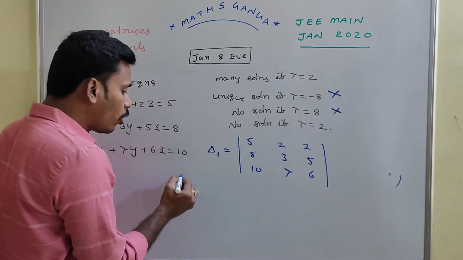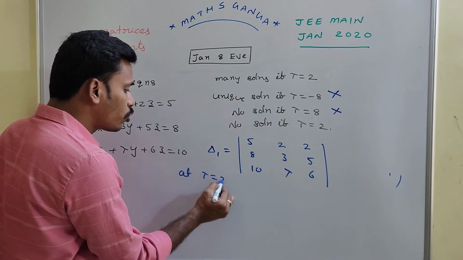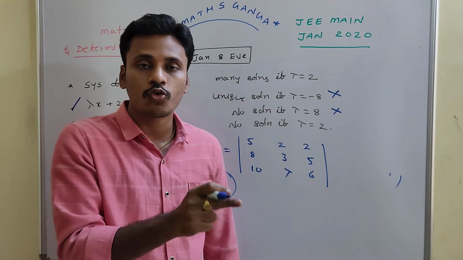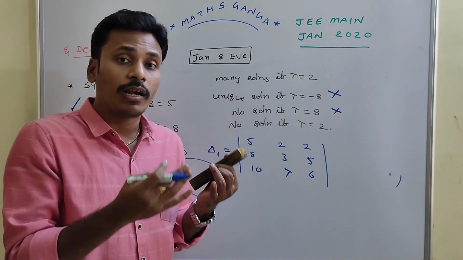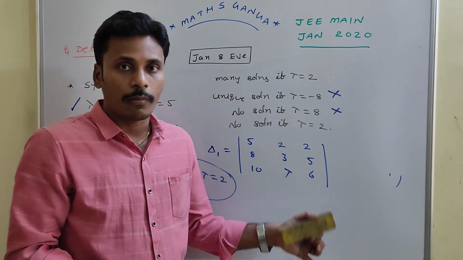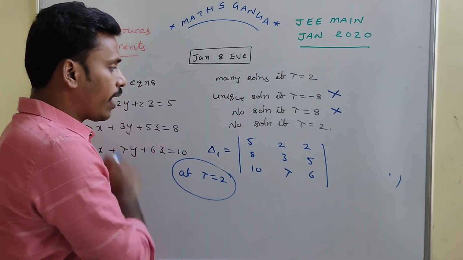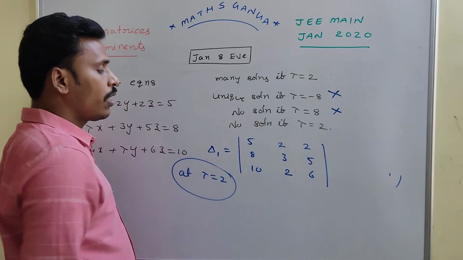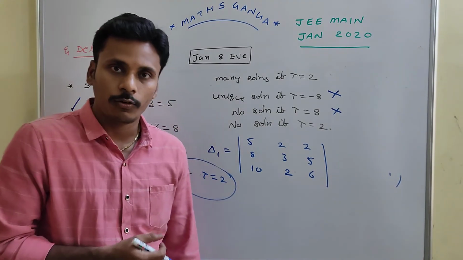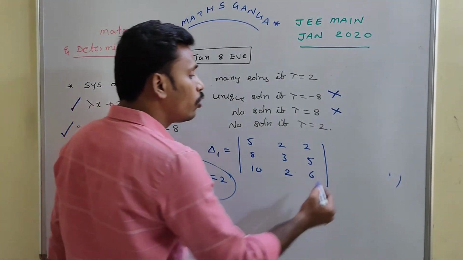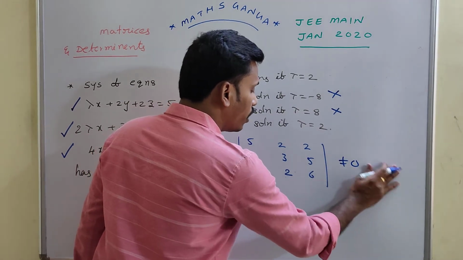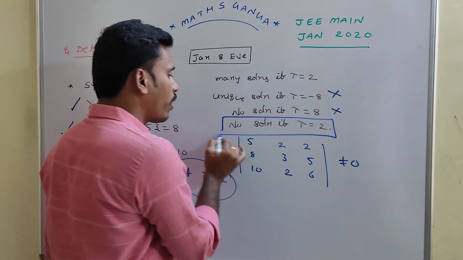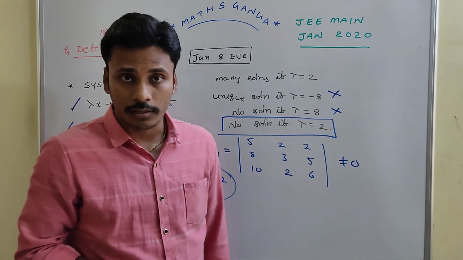We are going to find this delta 1 at lambda equal to 2, because we need to check these two options. For these two options lambda is 2, and for lambda equal to 2, the determinant is always 0. Now leave the determinant. Think about delta 1. If lambda is equal to 2, you just replace this lambda with 2. Now try to find its determinant value. If you find it, for sure you will get a non-zero number. Since it is a non-zero number, the system has no solution for lambda equal to 2. And that's your answer. Okay?